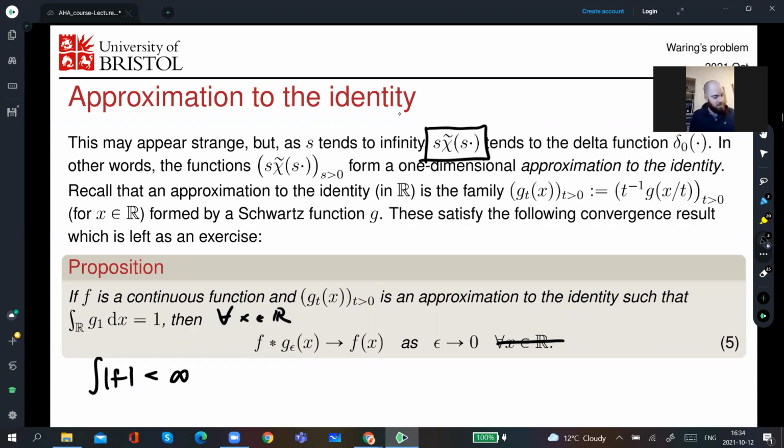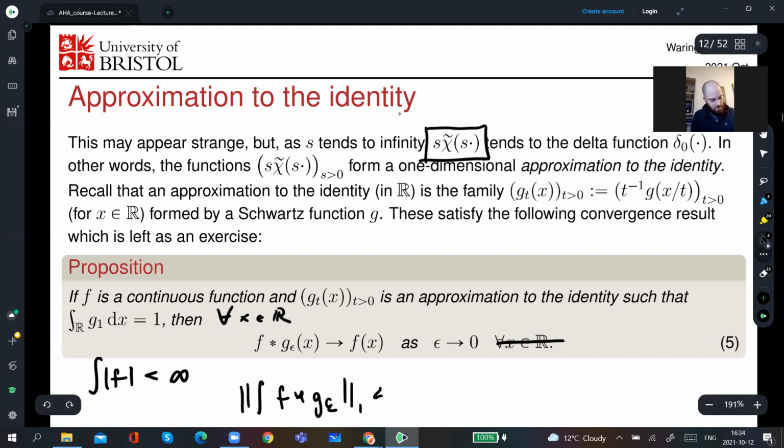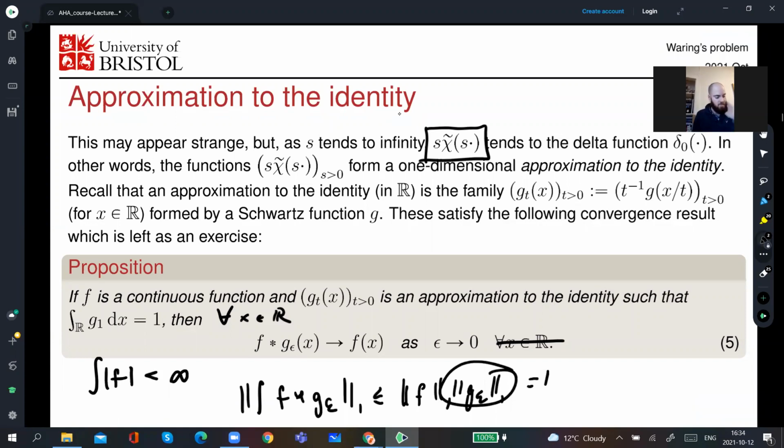And that's because, as Rob's trying to point out, if I look at the integral of f convolved with g of epsilon, then Young's inequality tells us that the L1 norm of this is less than or equal to the L1 norm of f times the L1 norm of g of epsilon. And I've rigged things up so that this latter one is always 1. One condition I haven't said, but it's on the slide, is that I want the integral of g of 1 to just be 1. And that means that for all epsilon, the integral of g of epsilon is also 1.